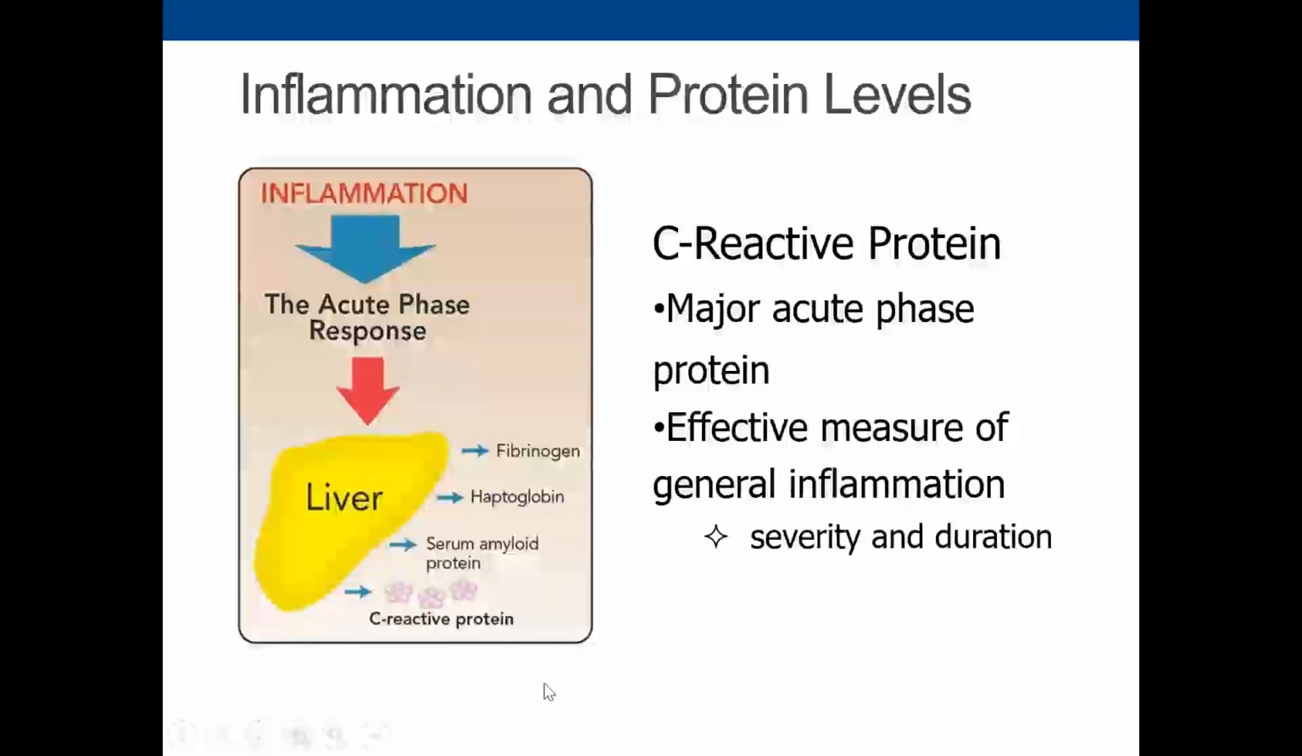When I specifically mentioned C-reactive protein, that is one of those acute phase proteins that were shown in that previous diagram. And it is a major acute phase protein, and it is a pretty effective measure of general inflammation. In an individual who is highly inflamed, you'll see a significant rise in C-reactive protein. And it can last for a long duration if the individual is very inflammatory and that inflammation occurs for a significant period of time. These are some other acute phase proteins that are released by the liver in this inflammatory phase.